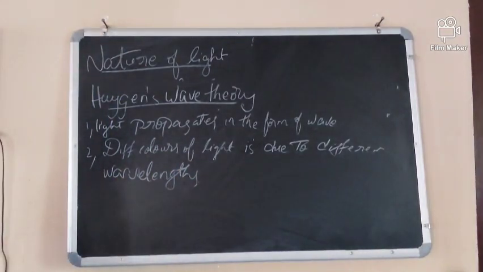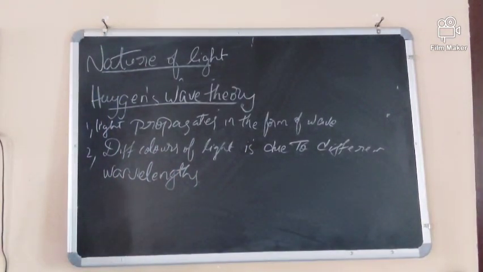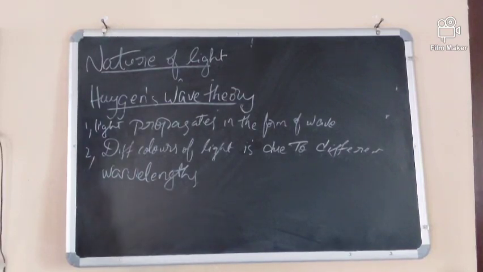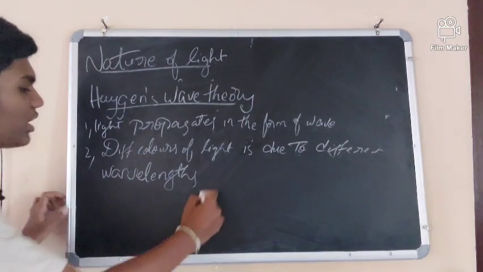Different colors of light is due to different wavelength. This is correct actually. What was said before, different sizes, is also correct. We cannot say it is totally wrong, but actually different wavelengths of light is due to different wavelengths of particles.